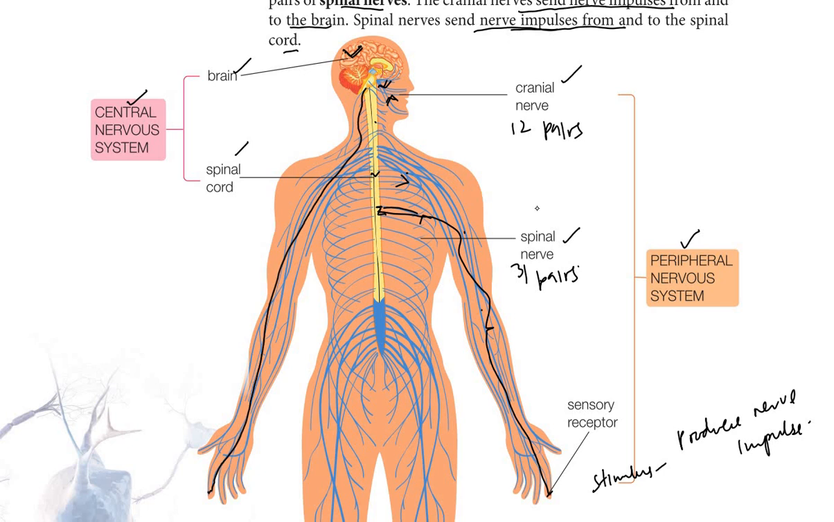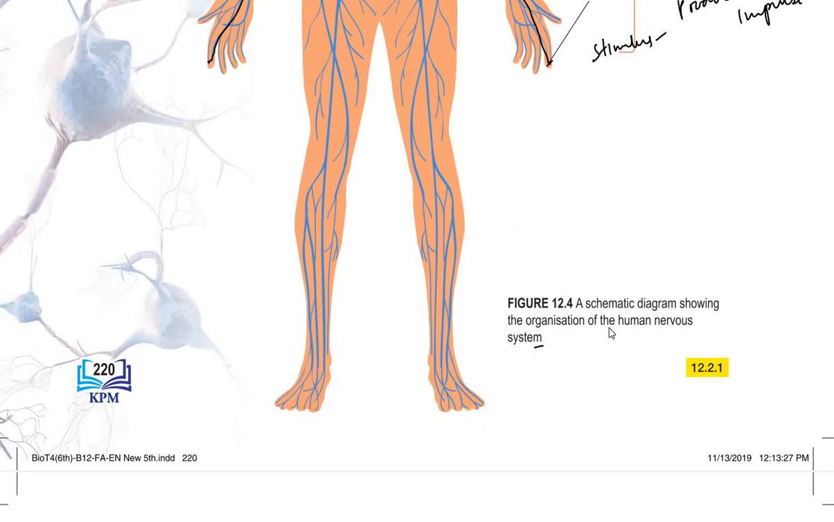So it depends on the stimulus, on the response that we need to produce. If it just involves the spinal cord, the nerve impulse will be sent to the spinal cord through the spinal nerve. If the impulse needs to be interpreted by the brain, the impulse will be sent from the receptor to the brain through the cranial nerve. Okay, so this is the organization of the human nervous system.